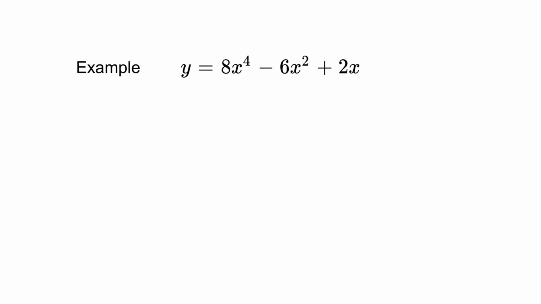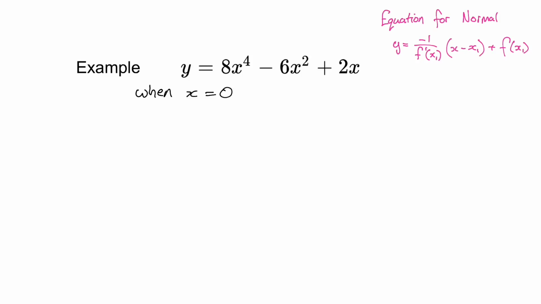Now let's work through an example of finding the normal of our equation y equals x to the 4 minus x squared plus 2x at the point when x is equal to 0. So for our normal, we're going to need to know our equation of the normal, which is y equals 1 over the derivative at our point, outside of x minus our point, plus our function value evaluated at that point.